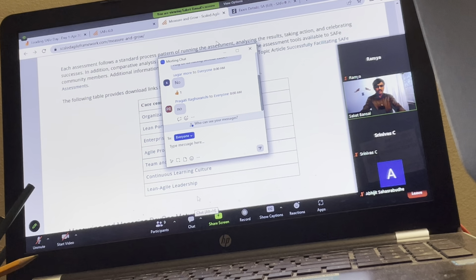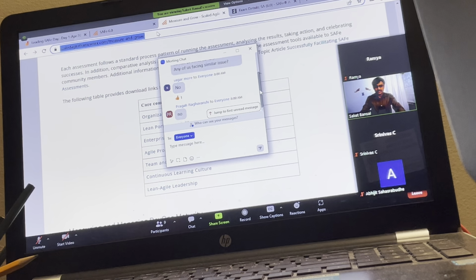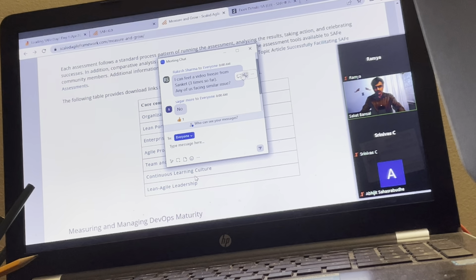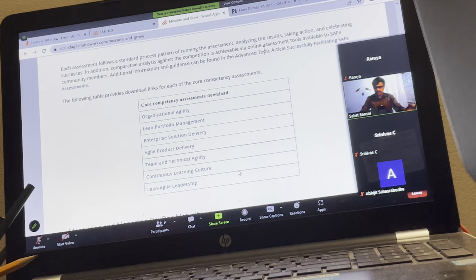So this is something you can use later on, not part of the Leading SAFe content, but if you want to figure out about business agility and how it works, this is the place, your go-to place.